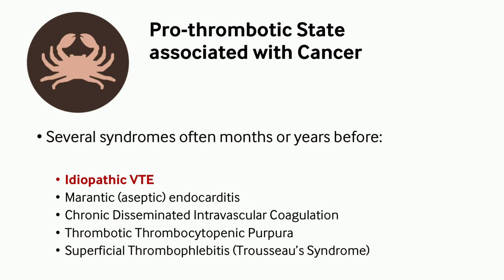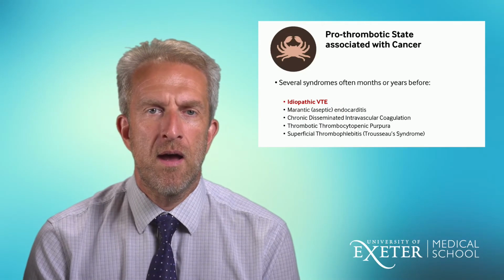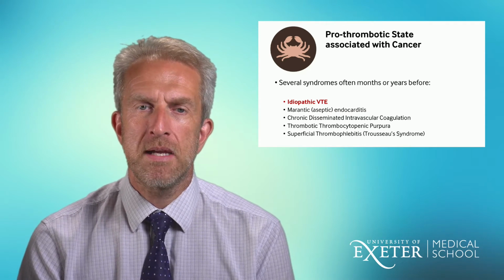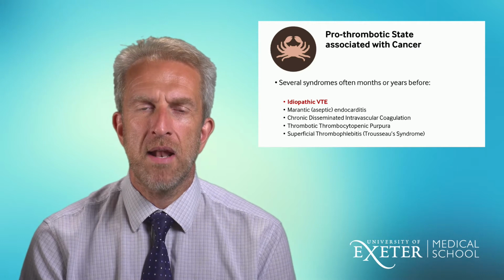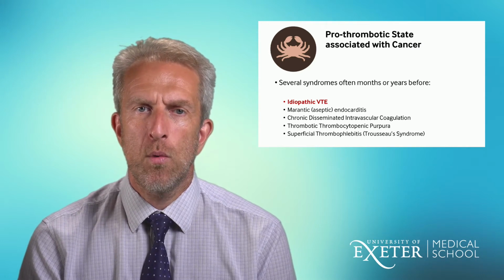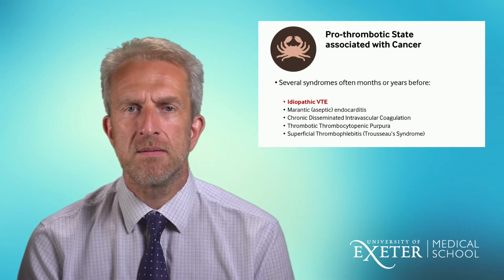So idiopathic venous thromboembolism is probably the most common, but you can see there's a whole range of thrombotic syndromes that have been associated with malignancies, including an aseptic form of endocarditis and DIC, which I mentioned before. So these are relatively small print, but I think just understanding that sometimes unprovoked venous thromboembolism might be a harbinger that somebody has underlying neoplastic disease is important to know. We'll revisit that in the next masterclass.